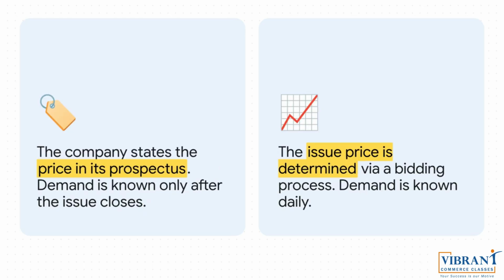So how do they actually price these shares? Well, in a fixed price issue, it's simple. The company just says, here's the price, and that's that. The catch is they don't know if anyone wants to buy until the offer is closed. The book building method is way more dynamic, kind of like an auction. The company gives a price range and investors place bids. The final price gets set based on the demand, and the company can see how popular the offer is every single day.